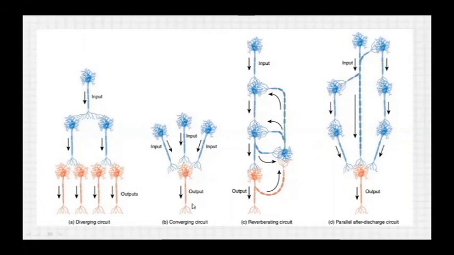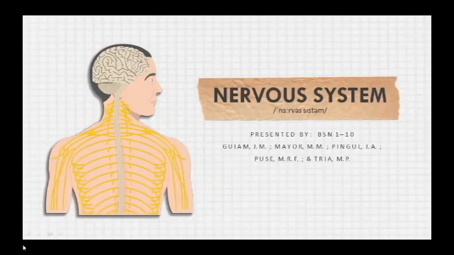While in the reverberating circuit, it happens in chronological order, starting from the first neuron, then to the second neuron, then to the third neuron, then fourth, fifth, and so on. While in the parallel after discharge circuit, you will see that it started with a presynaptic neuron, then it travels through a group of neurons until it reaches a single postsynaptic neuron. That is why it is called parallel after discharge circuit.